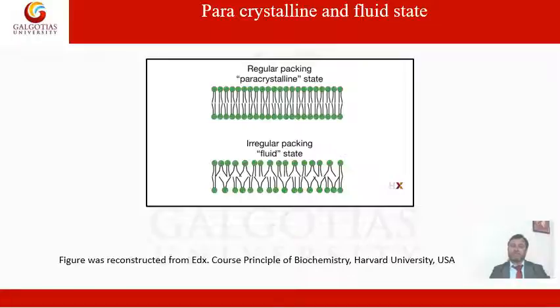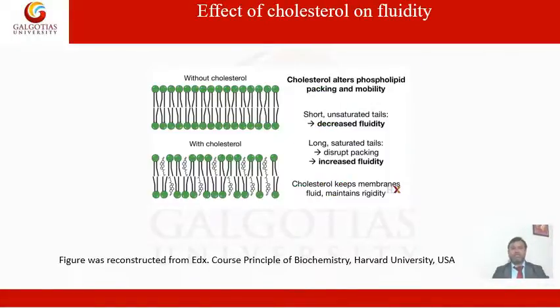So here we can see the upper structure showing the paracrystalline state. When all the lipid molecules have regular or tight packing, they form the paracrystalline state, and it provides rigidity to the cells. While the lower figure is showing irregular packing. Irregular packing provides fluidity to the cell membrane, and the cell has a low amount of rigidity. So rigidity or fluidity can be explained by this fluid mosaic model.